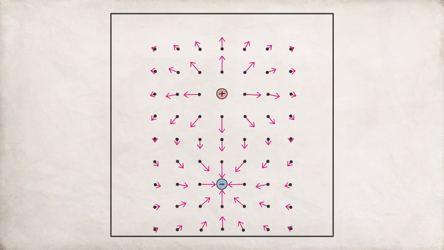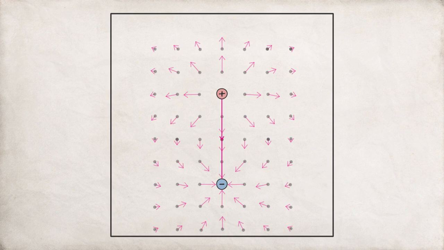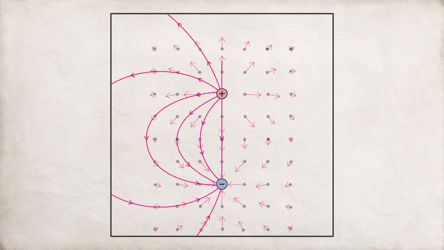What do the electric field lines for the electric dipole look like? Remember that along any electric field line, the electric field is tangent to the line. Directly between the two charges, we see the electric field is oriented straight down, so one line looks like this. Let's draw in some more lines.